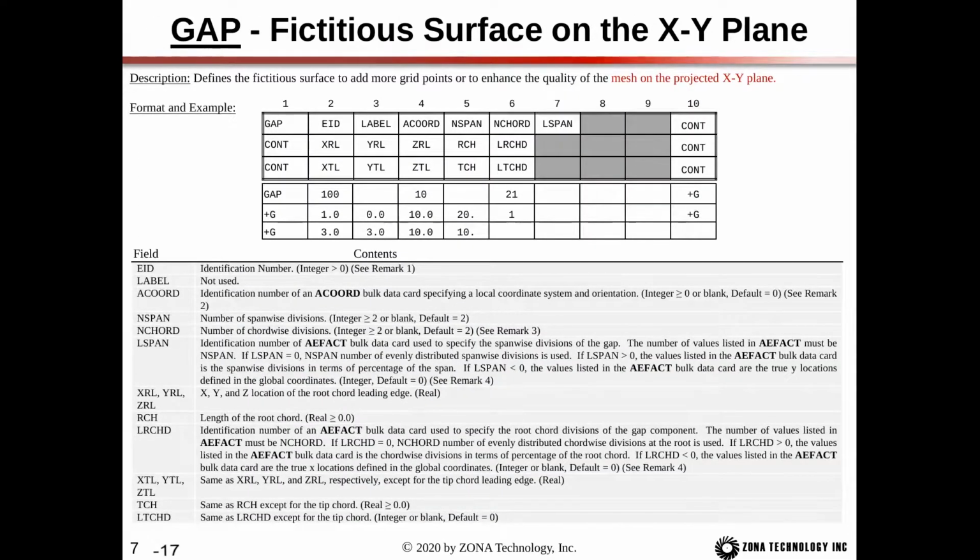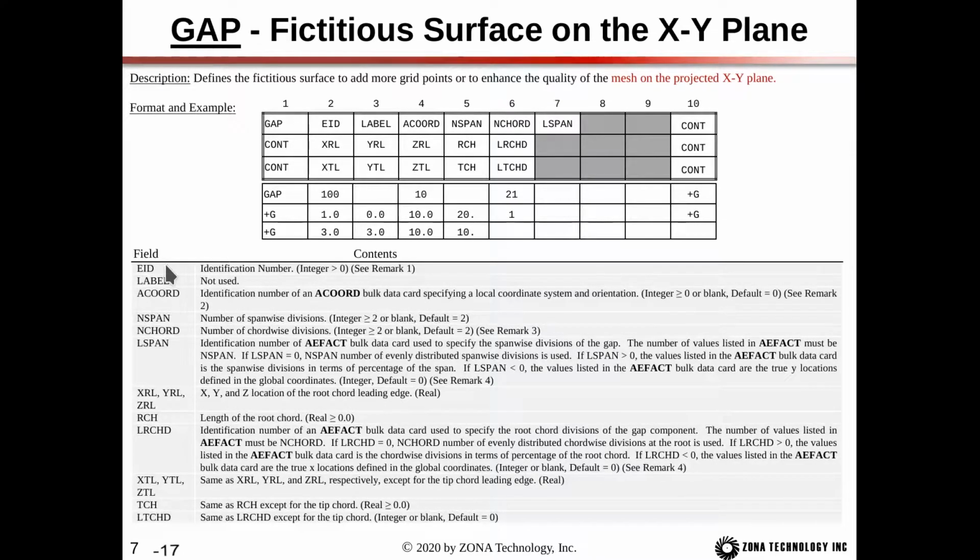Next we have the GAP card, which is a fictitious surface on the XY plane to assist the model generation. From the viewpoint of your surface panel model, the gap is just a fictitious surface and it doesn't exist. From the viewpoint of the volume mesh generation, the gap just looks like another CAEROZ. So ZEUS uses this gap card to assist in the model generation.